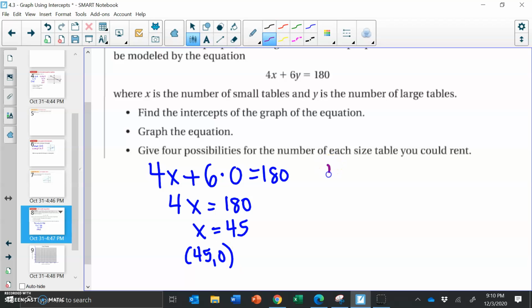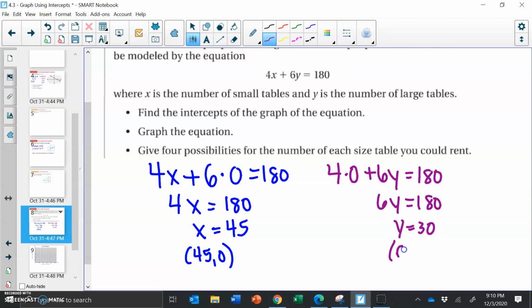When we find the y-intercept, we're going to plug 0 in for x. 4 times 0 is 0. I get that my y-intercept is 30. So in the context of this problem, this x-intercept is telling me that one possibility for the number of tables I could rent is 45 small tables and 0 large ones. Another possibility is 0 small tables and 30 large ones. So that gives us 2 of our 4 possibilities for the third part of this problem.